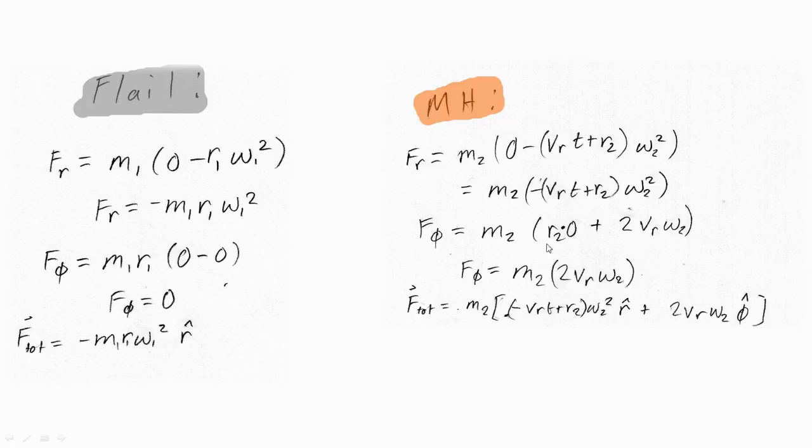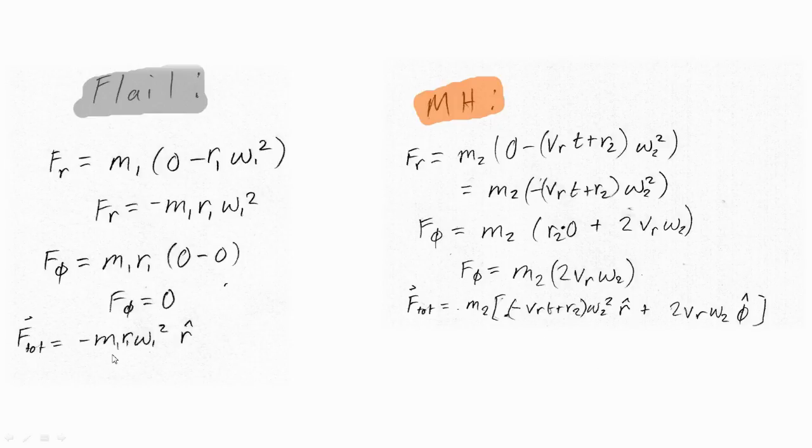And the force in the phi direction is m2 times phi double dot, which for this one is also 0 because it's moving at a constant angular velocity omega 2, plus 2 vr omega 2. See, this one isn't 0 this time because the radius changes over time. So the force in the phi direction is m2 times 2 vr omega 2, and the total force is those two added together.